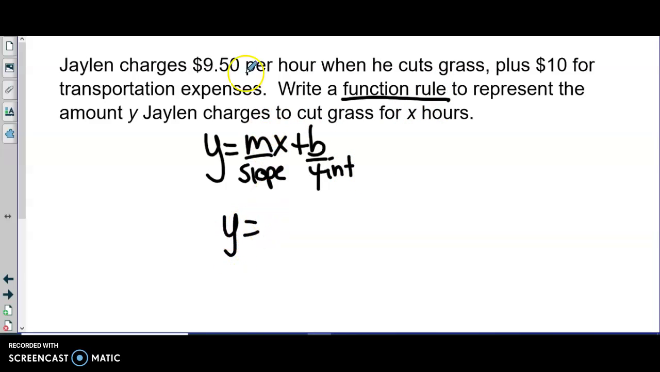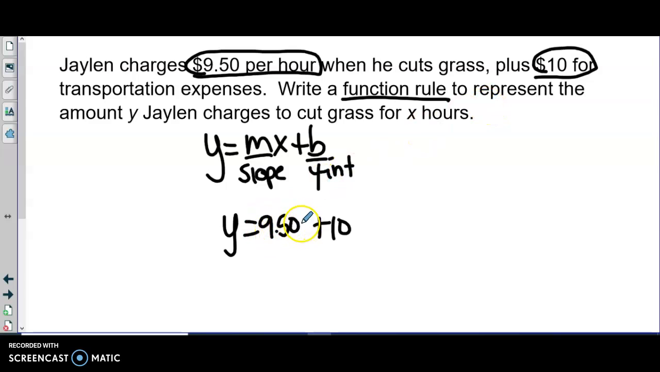So if I was looking at these two numbers, I have $9.50 per hour, and then I have $10 for transportation. The starting value here is $10, and the rate of change is $9.50 per hour. No matter how many hours it takes, he's still going to charge $10 just to get there, and then he's going to charge $9.50 per hour. So this is how I would write this function rule.